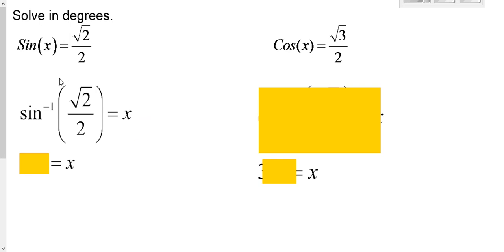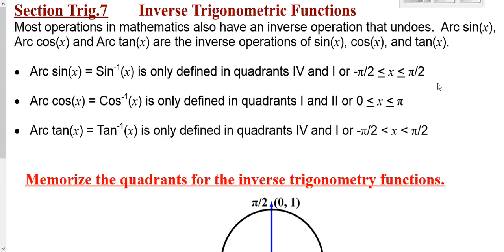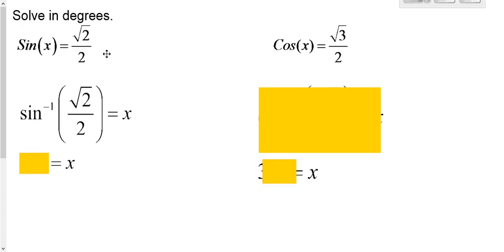Now, this one here we don't need a calculator with because you're supposed to have memorized: the sine of what angle is root 2 over 2. And remember, you've got to limit yourself to looking only in quadrants 1 and 4. Well, in quadrants 1 and 4, where is sine positive root 2 over 2? And it says in degrees, so we're going to say 45 degrees.